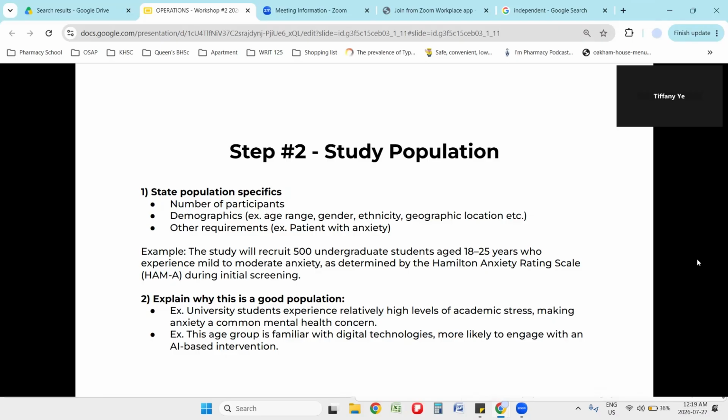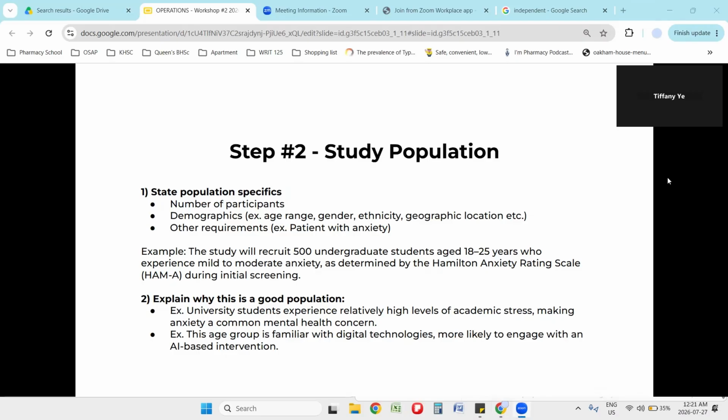You also want to clarify the demographics of your population. So that includes age ranges, genders, ethnicities, and geographic locations. These demographics may not be applicable to every single population. They are just factors that you may want to consider. Some other requirements you may want to consider is whether or not this population actually has a condition that you're trying to alleviate. So, for example, if your hypothesis is about AI chatbots alleviating anxiety, you obviously want to recruit participants who have some degree of anxiety because that would help demonstrate whether or not your interventions are effective.